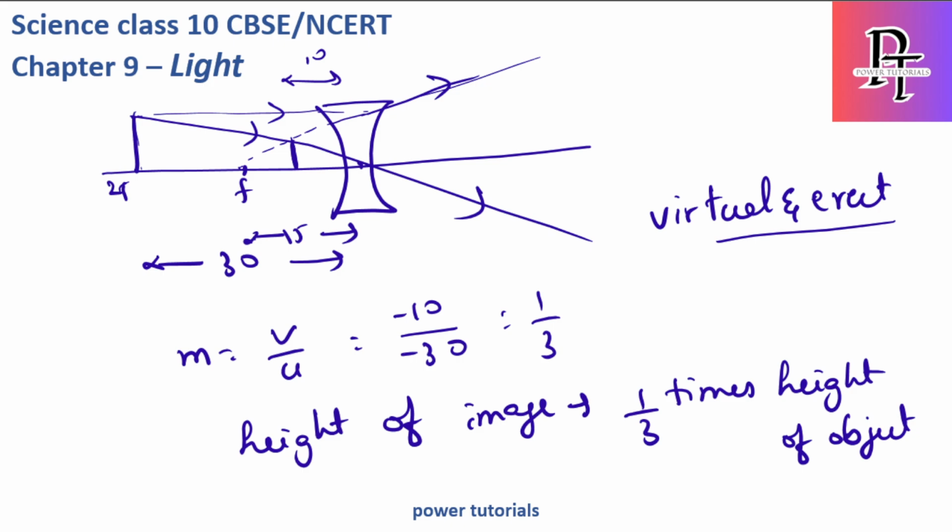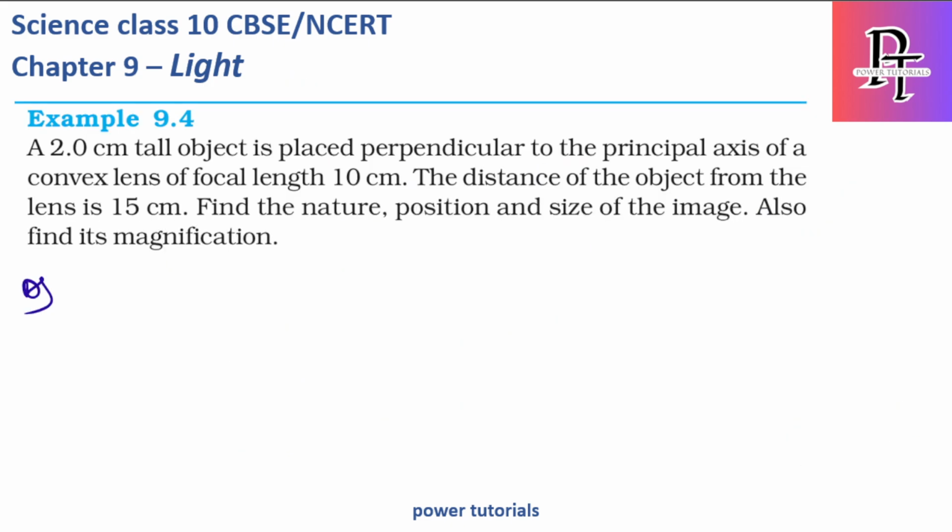Okay, let's see the last example question from this chapter, which is 9.4, and this should be related to a convex lens. For convex, first thing, focus should be positive. So focus is provided 10, so it is 10 only. For the distance of the object from the lens, the u value they have provided is -15. As I told you, the object is always placed to the left of the mirror or lens, so u is always considered negative. The h value they have provided is 2 centimeters. So you need to find nature, position and size.